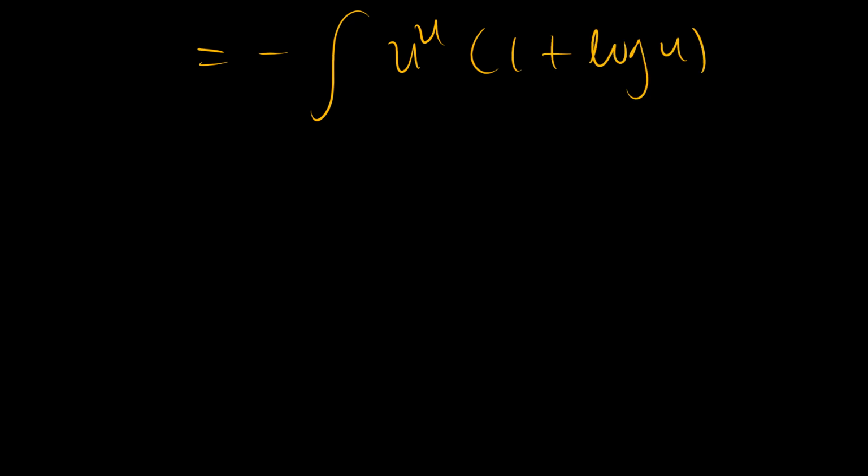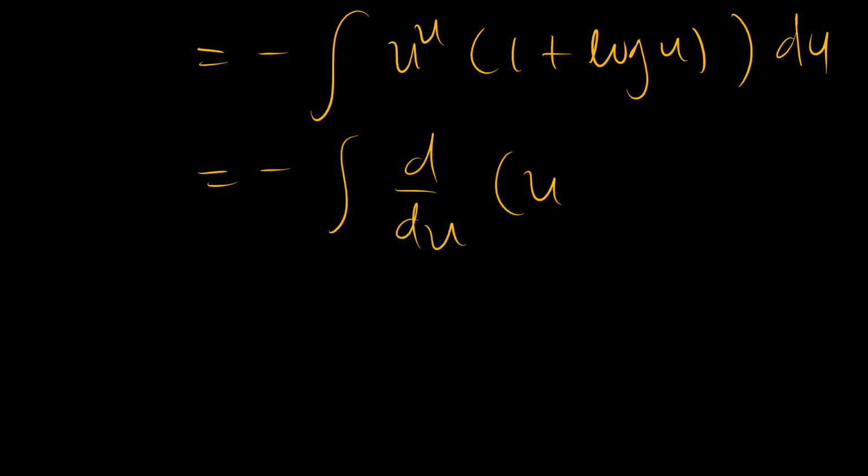Why? Because since our problem now is negative u to the u times 1 plus log of u, it means that we have the derivative with respect to u of u to the u here. So integration is simply an antiderivative. So we're differentiating something and then we're integrating. So what it means is we have negative of u to the power u plus integration constant c.